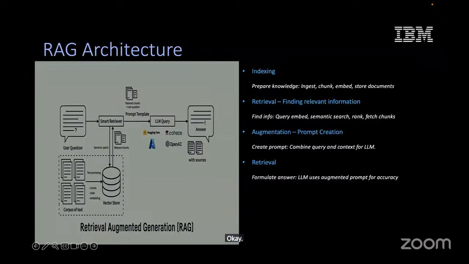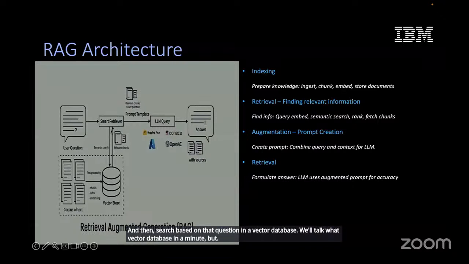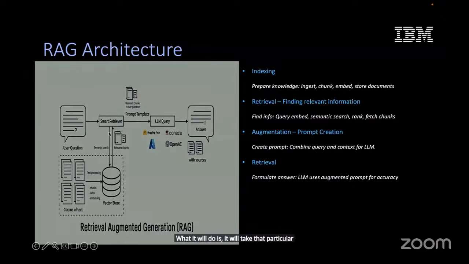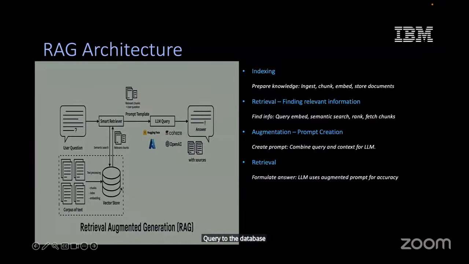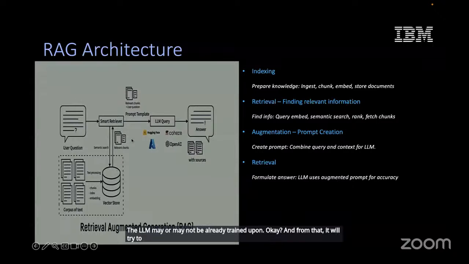The purpose of this smart retriever is to take the user's question and then search, based on that question, in a vector database. We'll talk about what a vector database is in a minute, but what it will do is take that particular question, break it down into a semantically understandable phrase, and send a query to the database, which is the database of private information or private data which the LLM may or may not already be trained upon.